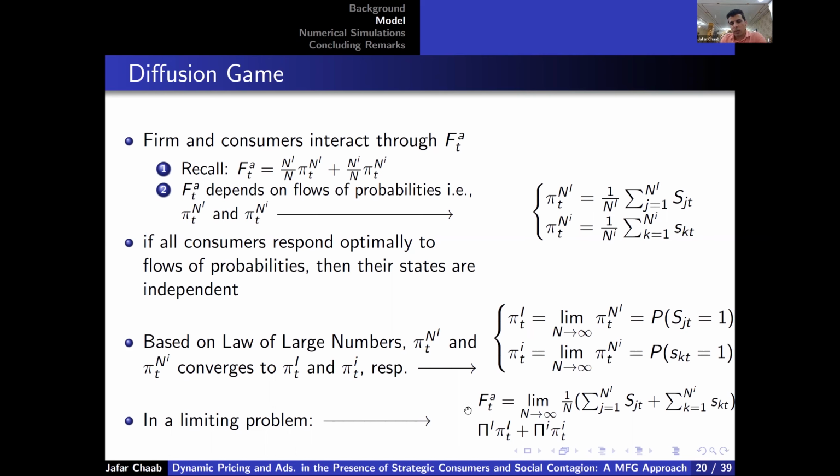And we can also reformulate the fraction of adopters in a limiting problem as follows, as you can see in the right bottom part. So the fraction of adopters, denoted by capital F, will be a weighted average of flows of probabilities of both segments. And please note that here the capital pi I and capital pi C will be the fraction of each segment in the market. And it will be basically multiplied by the probability that the corresponding segment is going to adopt at each time.